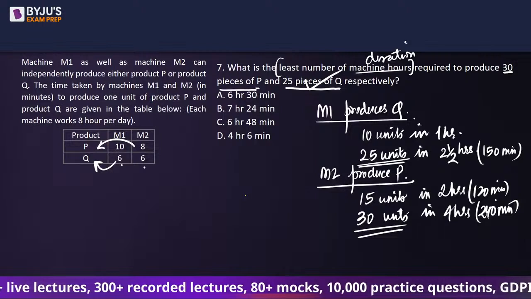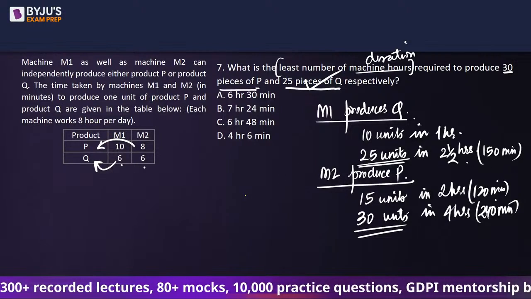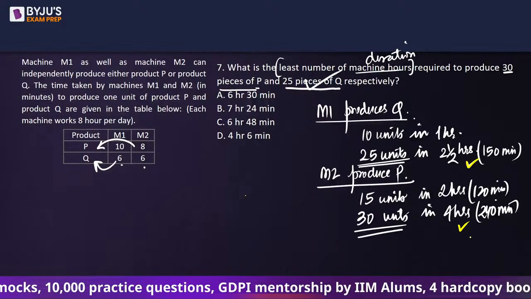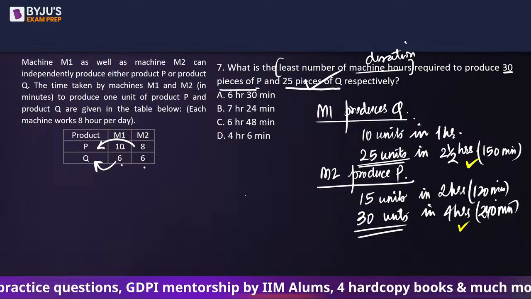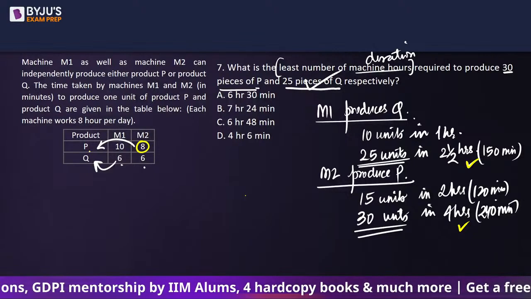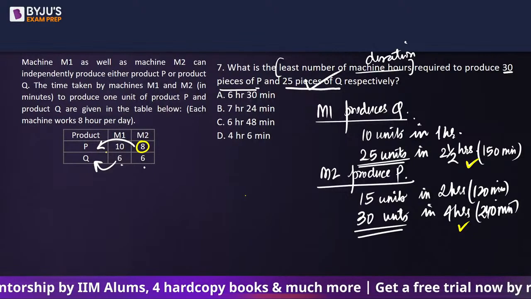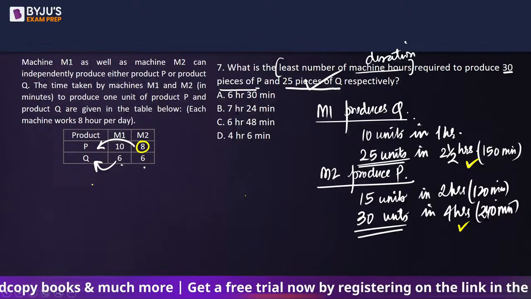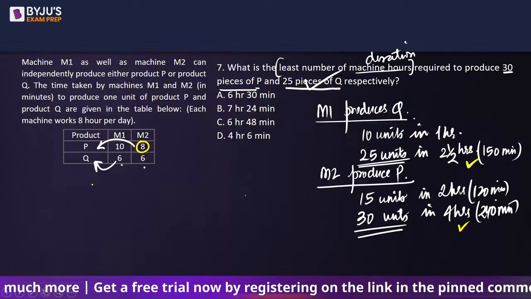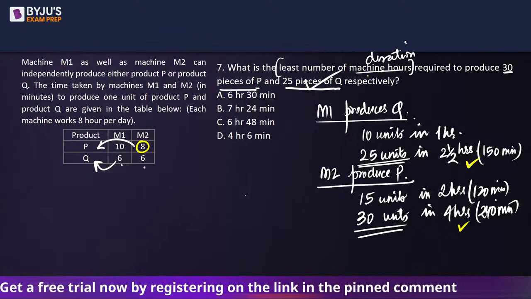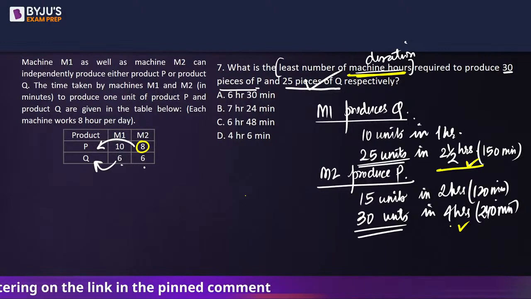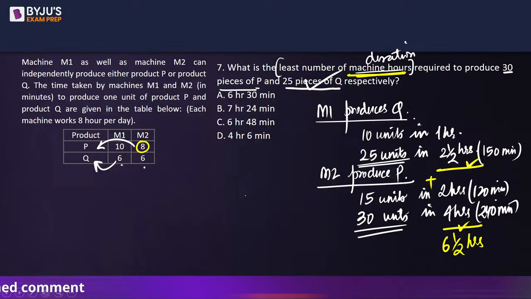So in order to produce Q quickest, it takes 2.5 hours. In order to produce P quickest, it will take 4 hours, right? Because think about it: M2 takes 8 minutes to produce P and M1 takes more than 8 minutes, so it's preferable to use M2 entirely to produce P. If we call M1, it is going to take more time. Now, the number of machine hours required will be 2.5 hours for Q and 4 hours for P, so that means a total of 6.5 hours, right?